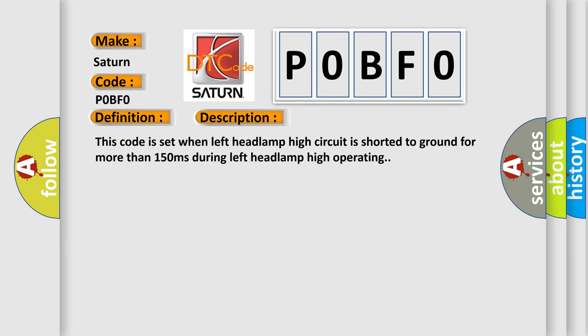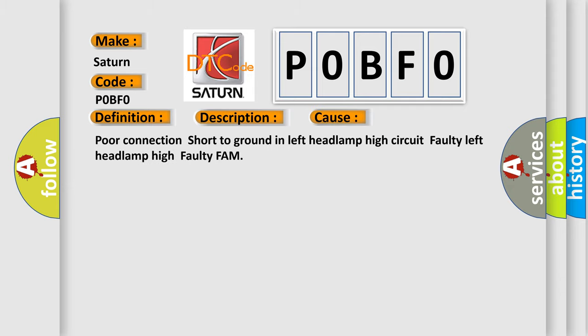This code is set when the left headlamp high circuit is shorted to ground for more than 150 milliseconds during left headlamp high operating. This diagnostic error occurs most often in these cases: poor connection, short to ground in left headlamp high circuit, faulty left headlamp high, faulty fan.